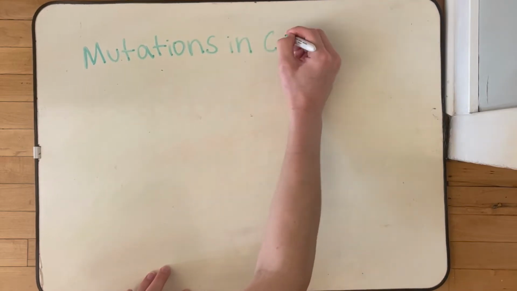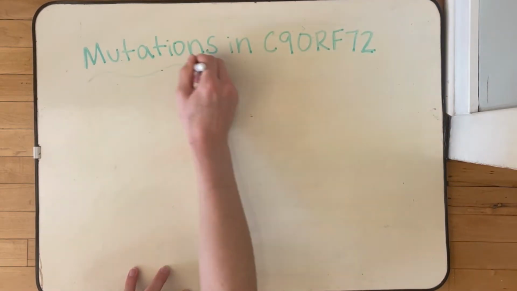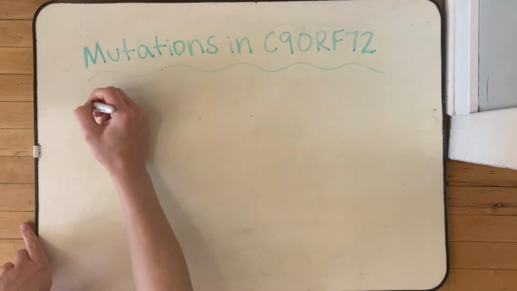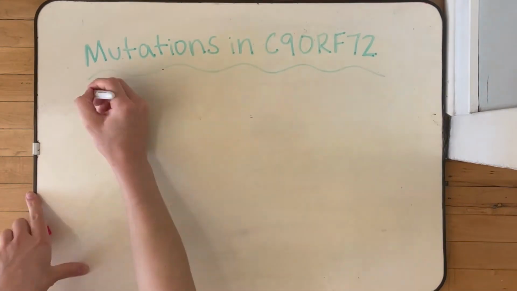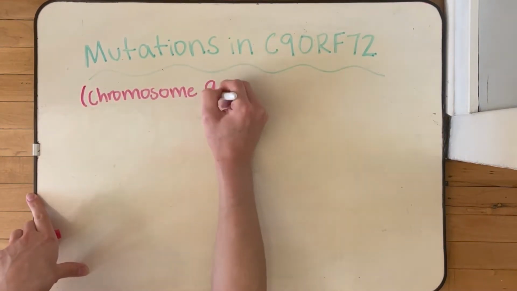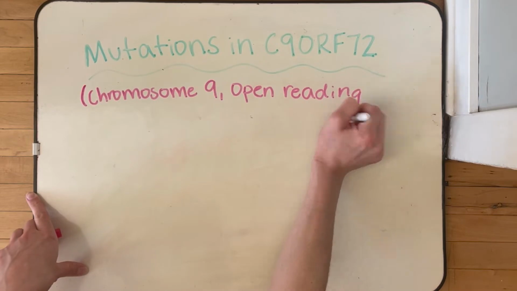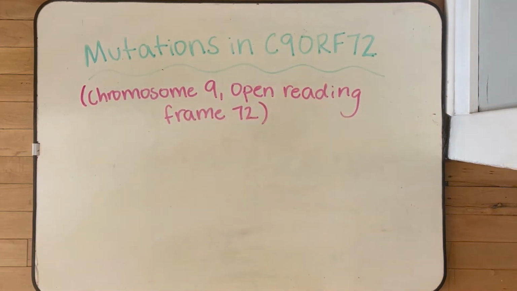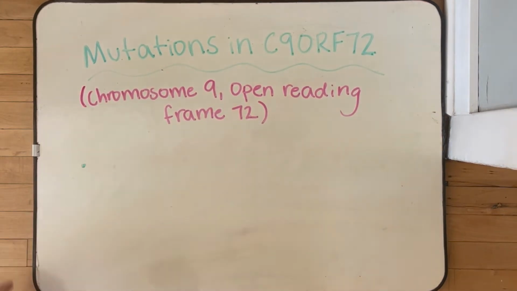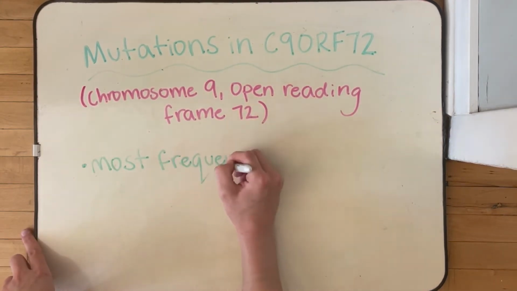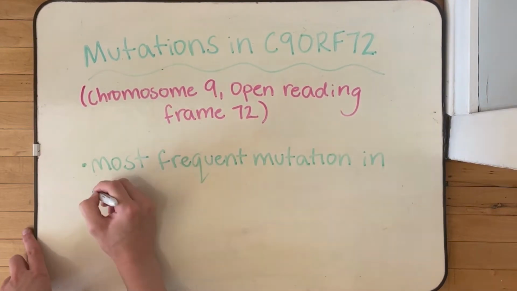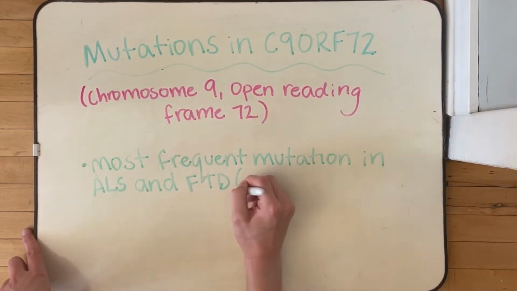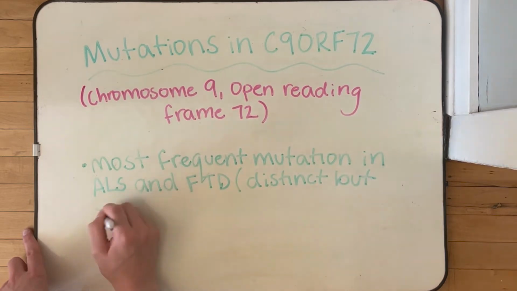The first gene we'll be looking at is the C9orf72 gene, which is named for its position on chromosome 9, open reading frame 72. Mutations in this gene are the most frequently found in ALS, as well as a different disease, FTD, or frontotemporal dementia, which, as I mentioned, is a different disease, but it has some similarities to ALS.